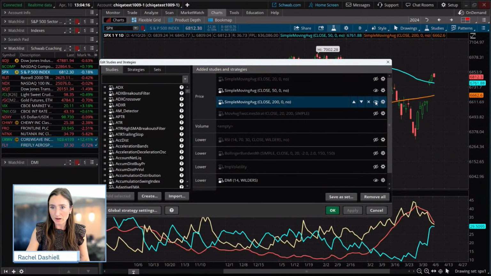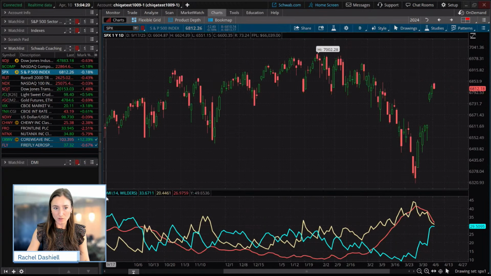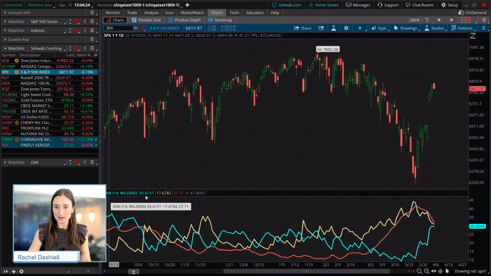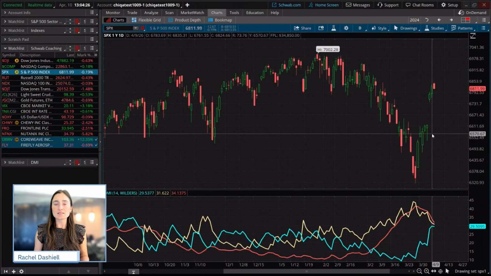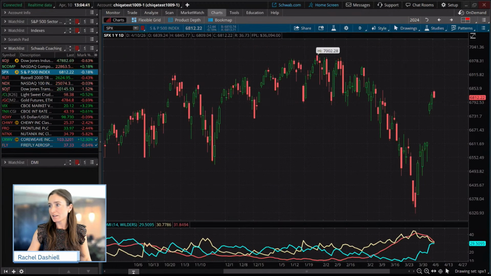So I'm going to get rid of these moving averages here, and let's just talk about this indicator that we see on the bottom here. It's called the DMI, or directional movement index. Essentially, it is a trend indicator that compares the current trading range to the range on the previous day to measure trend. And I'm going to show you four different setups that it uses in its calculation.